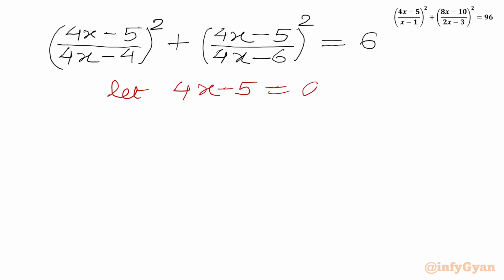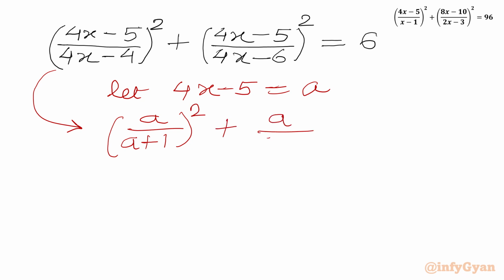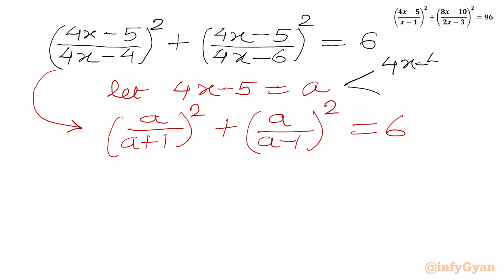Now we will consider our numerator 4x minus 5. Suppose this is equal to a. So we can write our equation as a over a plus 1 whole square, then we have a over a minus 1 whole square equal to 6. Once 4x minus 5 is a, we can write 4x minus 4 will be equal to a plus 1 and 4x minus 6 will be equal to a minus 1. So we'll be getting this equation.